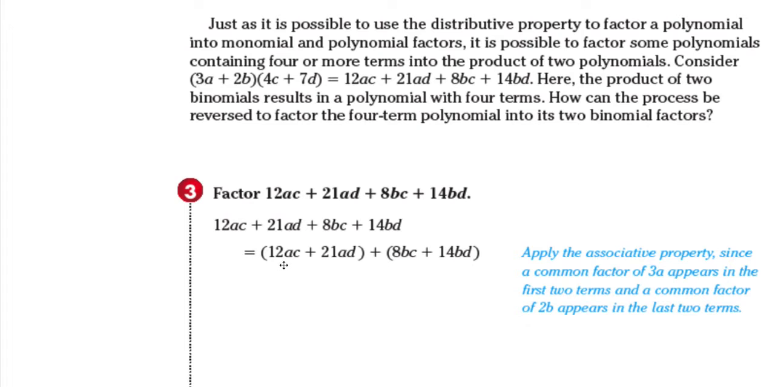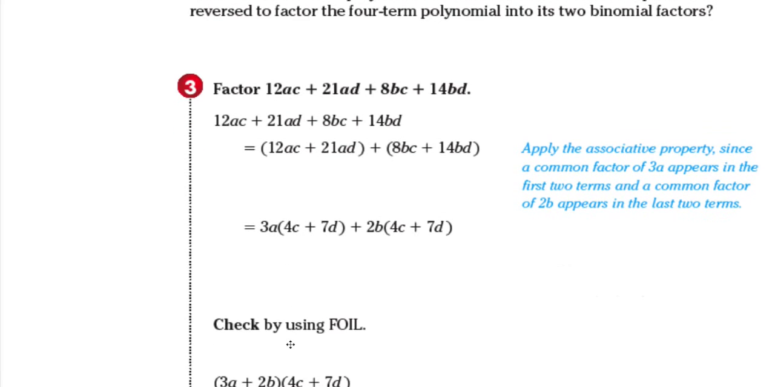Okay, if we do that, factor the GCF. Let's factor out 3a and 2b. So if we factor out 3a, you're left with 4c plus 7d. Again, the easier way of looking at this: if the GCF is 3a, we simply divide this by 3a, end up with 4c. Divide this by 3a, end up with 7d. And the GCF of these two is 2b. If we factor out 2b, we end up with 4c plus 7d, because 8bc divided by 2b is 4c, and 14bd divided by 2b is 7d.